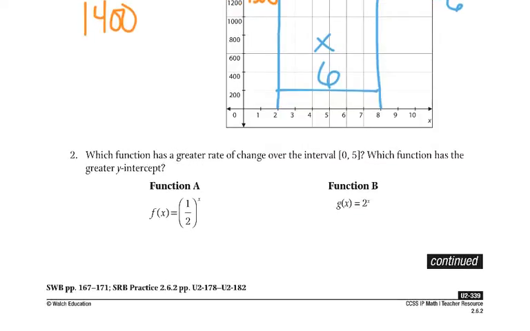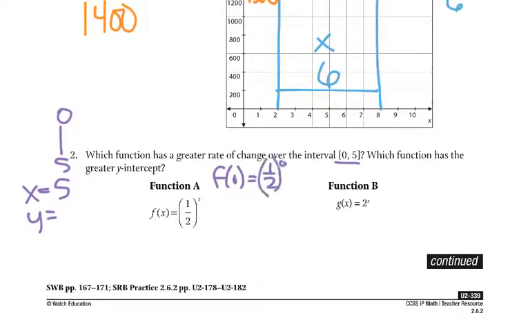Alright, number 2, now we're given 2 equations. So it says, what function has a greater rate of change over the interval 0 to 5? So the x value from 0 to 5 has a difference of 5. Okay. What about the y values? So to do that, we plug them in. So I go f of 0 equals 1/2 to the 0. Anything to the 0 power ends up being 1. So it's 1.